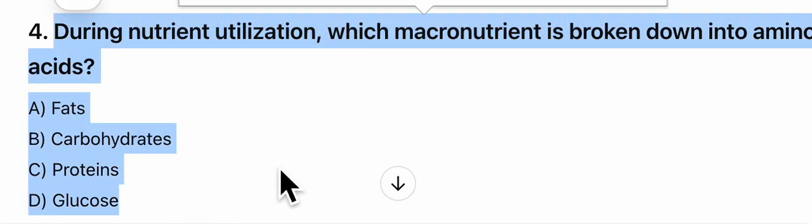During nutrient utilization, which macronutrient is broken down into amino acids? A. Fats. B. Carbohydrates. C. Proteins. D. Glucose.